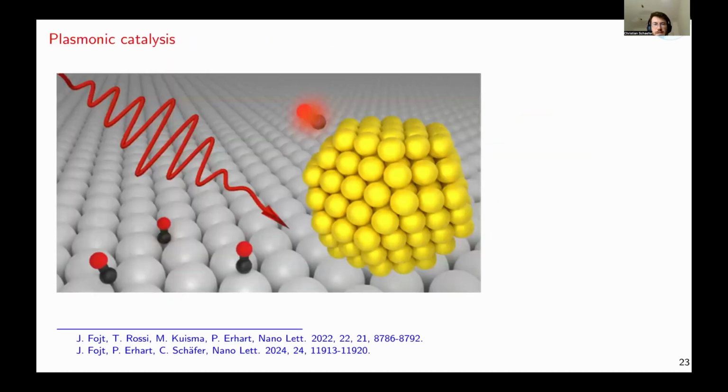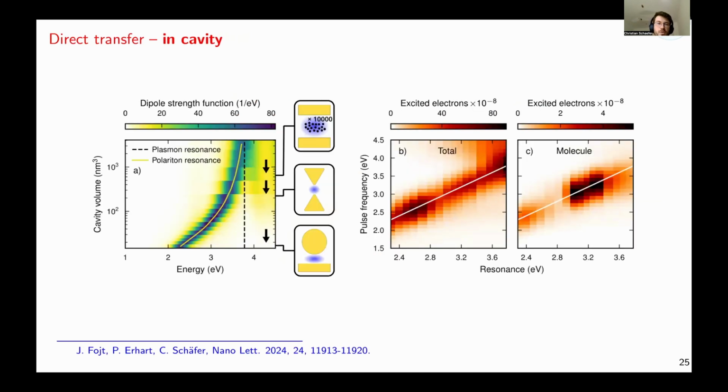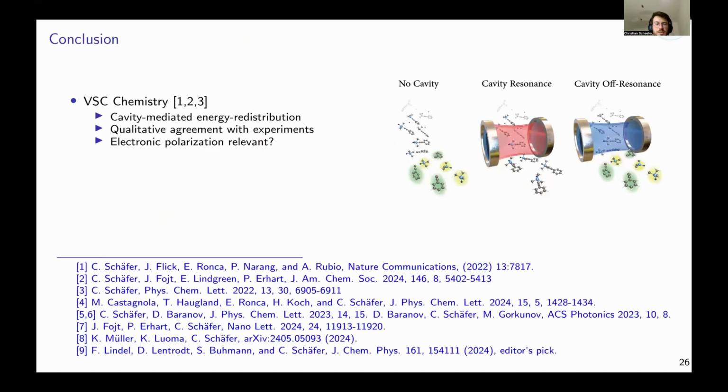So I will skip the next part because I'm running out of time. Basically, the bottom line is that we can also control plasmonic catalysis by using vibration strong coupling, electronic strong coupling. But I think I would like to come to the conclusion here.